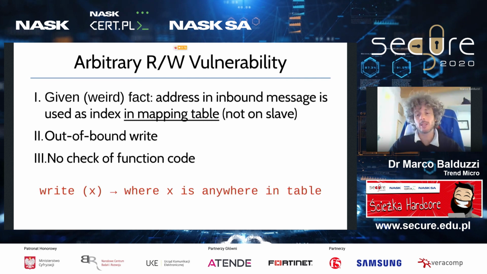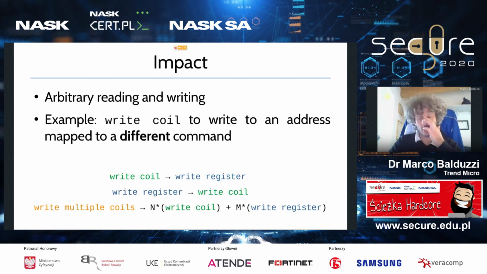What does it mean? It means that the attacker can use, for example, write coil 0 to write to address 0 of the mapping table. And if in the mapping table at address 0 a write register is configured, the attacker is able to trigger a write register by means of the write coil. So they are able to turn a write coil into a write register and vice versa, as you can see here on screen. And this is actually a problem. You cannot go from read to write, as we have seen before, or from write to read. But by changing one single bit, you can trigger a write register request.